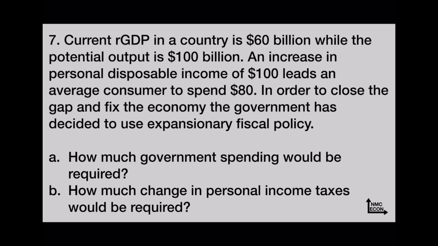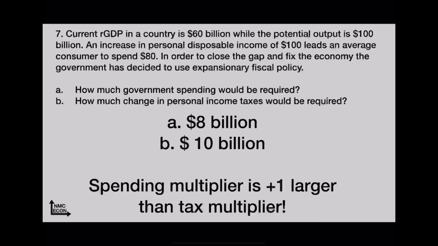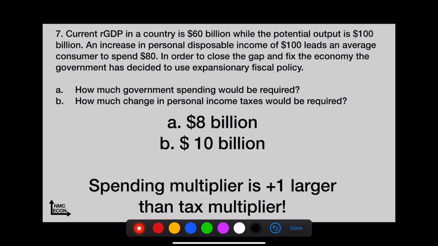Let's do it. So we got a recession here, and we know that because current output is much smaller than potential output, 60 versus 100. So we're going to need to spend some money or change some taxes. Use the tax and spending multipliers to solve this problem.